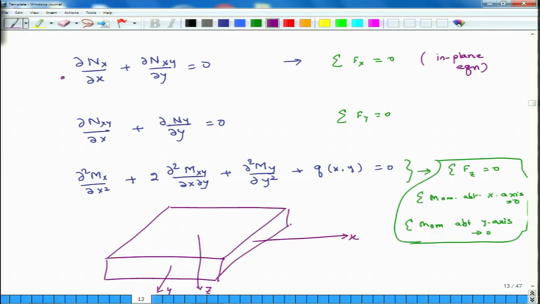Second one is sum of forces in the y direction, that equals 0, and the consequential differential equation is the second one, which is del nxy with respect to x plus del ny with respect to y is 0. So, here all the forces are in the y direction, again they are in the plane of the plate. So, again this is in plane equilibrium.